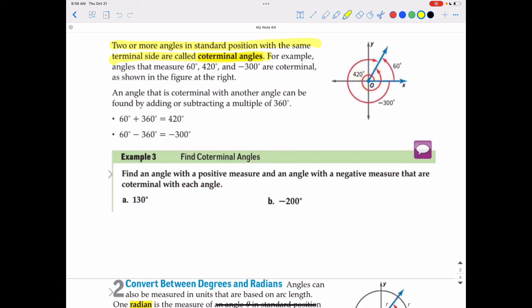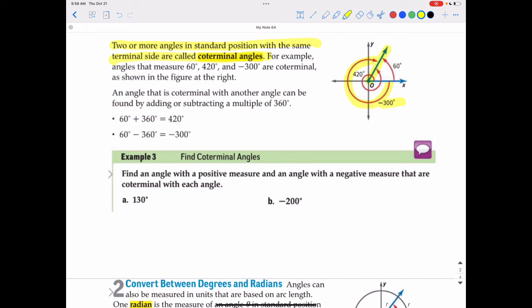Or I could go the opposite way. I could do the negative direction. And if I do it that way and end here, then I've gone negative 300 degrees. So different ways to measure the same angle with the same terminal side.